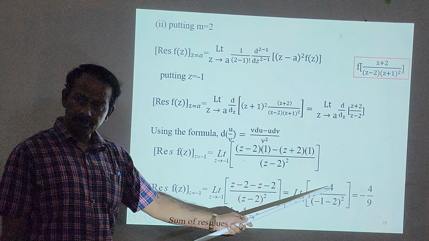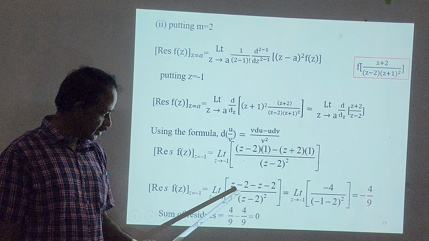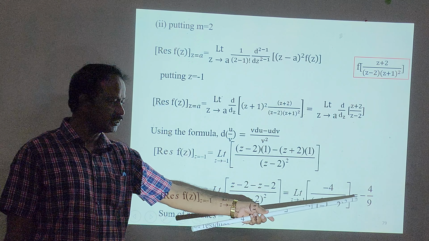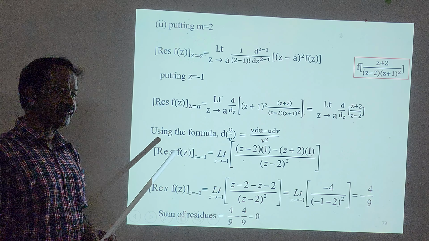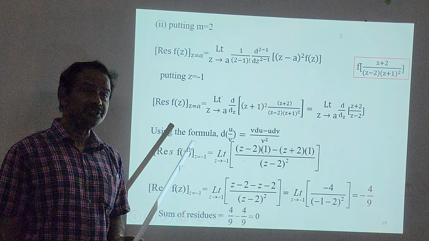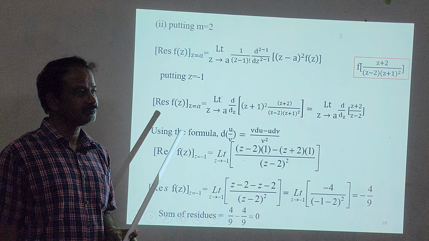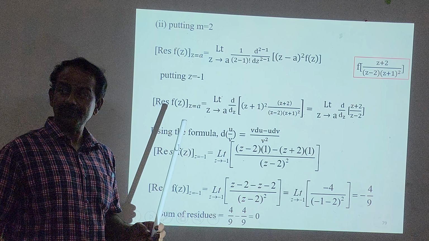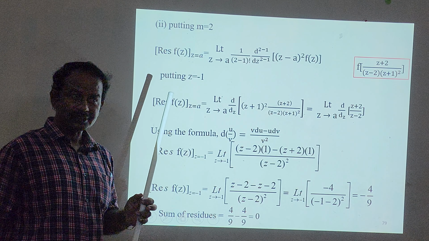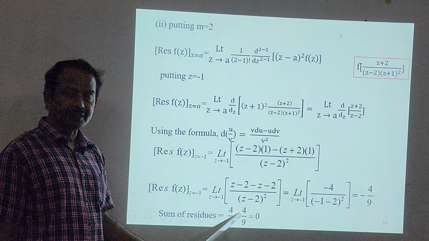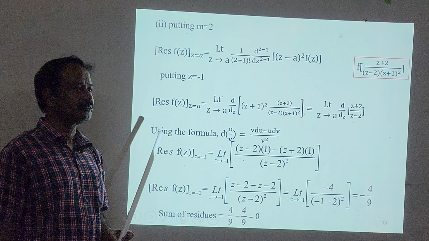Minus 2 that will be minus 4 divided by, for z you will have to substitute minus 1. So this becomes minus 1 minus 2 whole square, that will be minus 4 by 9. Sum of residues, that is what the theorem says. You will have to sum all the residues. For 2 poles, 3 poles, there will be 3 residues. So you will have to sum all the residues. So 4 by 9 minus 4 by 9, answer is 0.